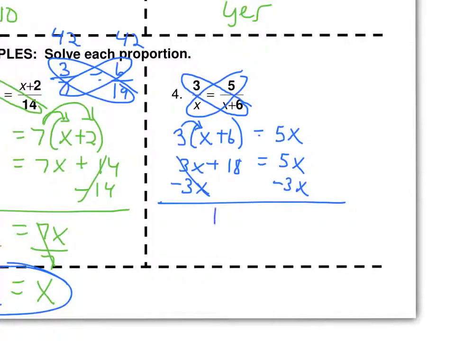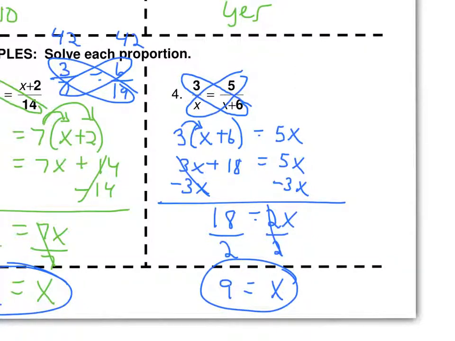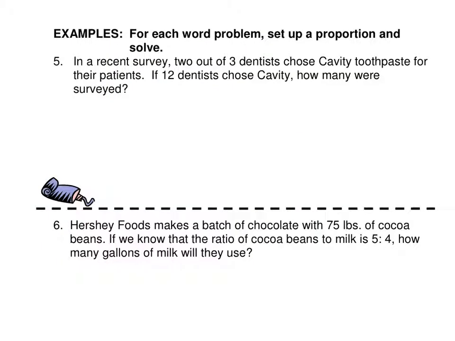So that goes away. So I get 18 is equal to 2x. Divide by 2. So then x is equal to 9. And you can check that by plugging the x back into the original equation to see if it works. All right, so those were the easy ones.